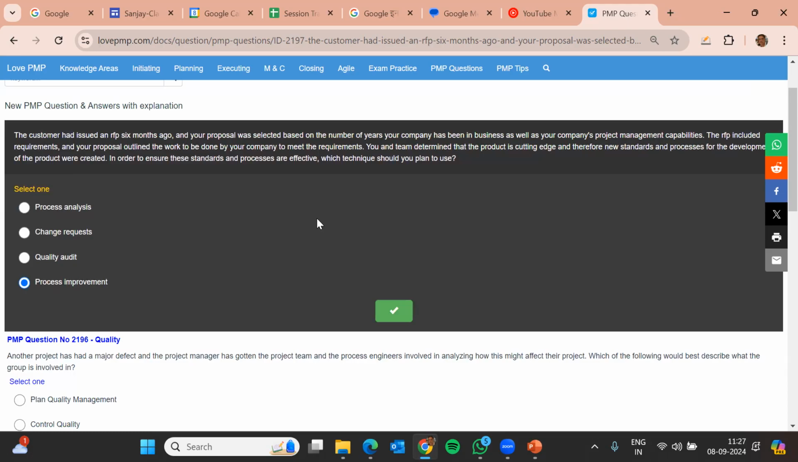Yes, Abhishek. No, see, process improvement is something where we already have an inbuilt process, and then we say, okay, now it's not going well, and then we are trying to improve it. But this project has not started yet, this is all the proposal.